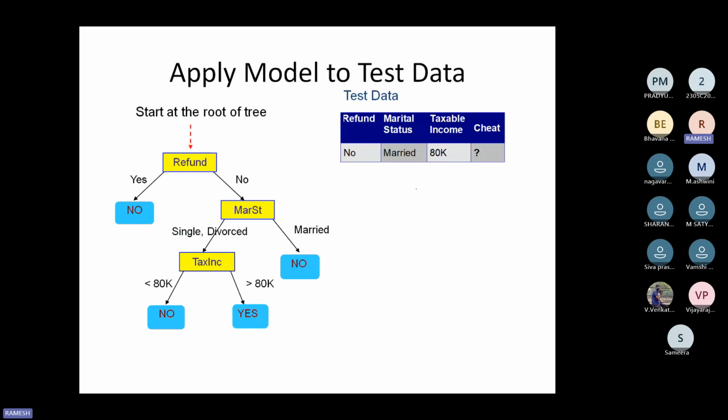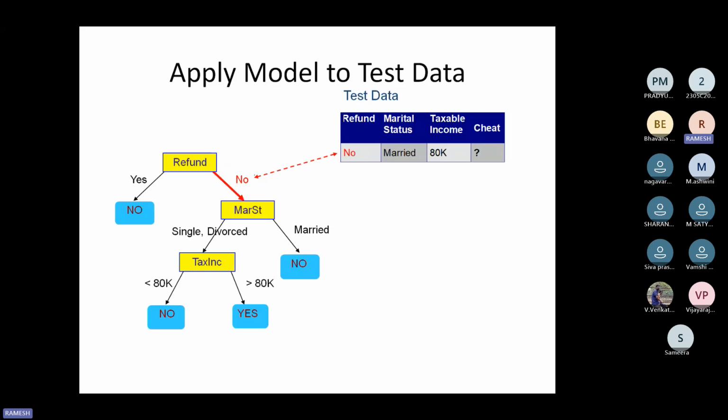Now, after training, we have built the tree. How can we find the answer for the given test data? The first row is refund no, status married, and taxable income 80. What will be the output? For this, directly check the refund value. The refund value is no, so move on to the right side.